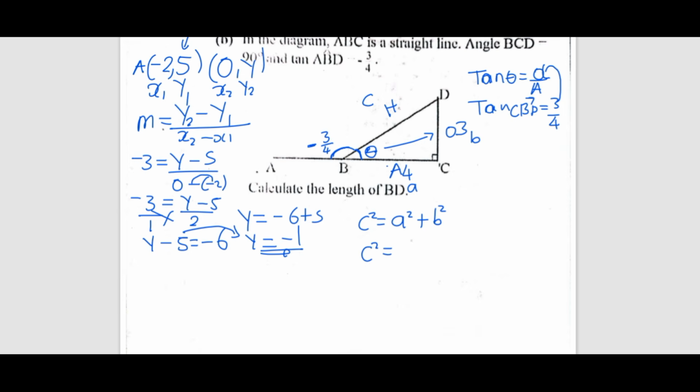So C squared is equal to, the distance for A is 4 squared plus for B, 3 squared. 4 squared is 16 plus 9. The sum of 16 and 9 is 25. Then we take the square root. So now C will give us 5. So therefore, distance BD is equal to 5 centimeters.